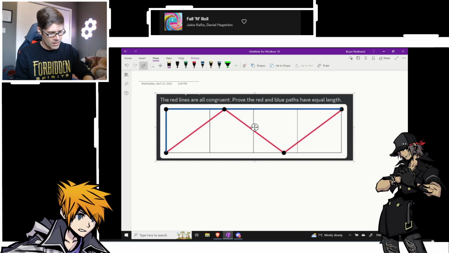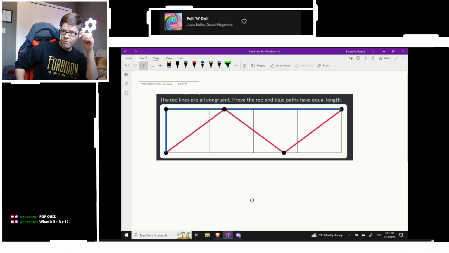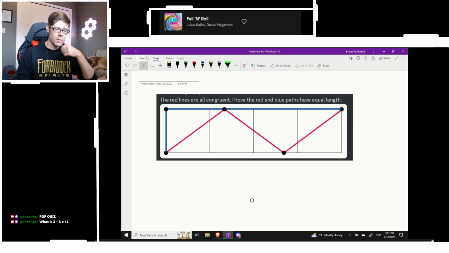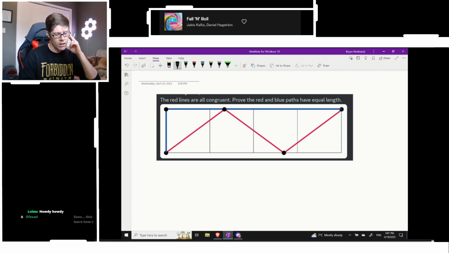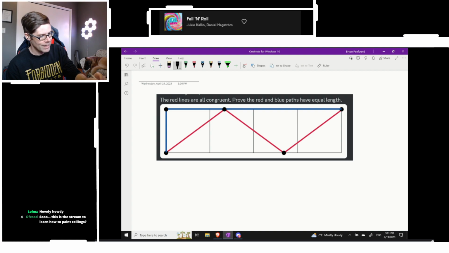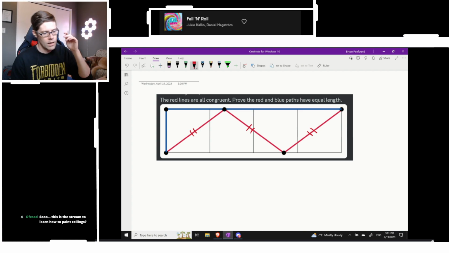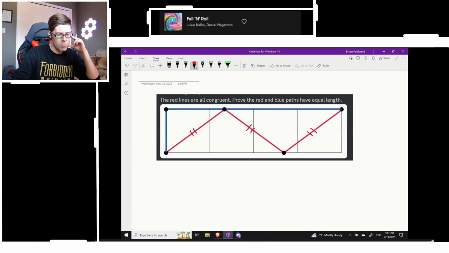Time for a pop quiz. So what do we know here? We know that the red lines are congruent, so they are the same length. And we want to prove that the red and the blue paths all have equal length. Now I wonder if we can assume that these are squares. Probably we shouldn't do that.